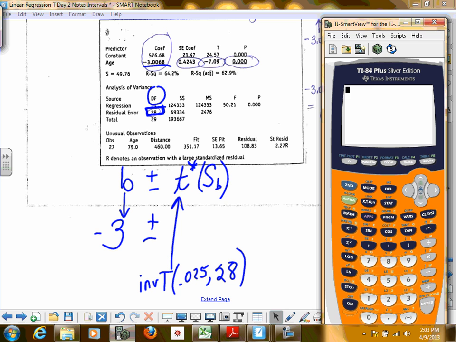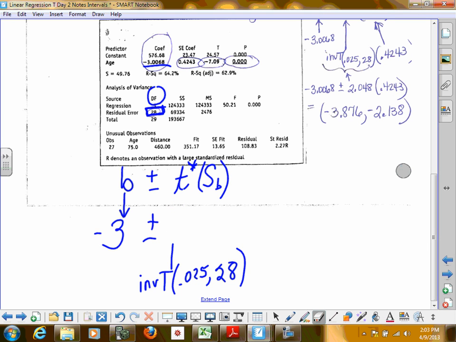Okay, so here I go. I'm going to find that on my calculator. Inverse t of 0.025, comma, degrees of freedom. 2.048. Now it gives me the negative version, but what do I need to account for that negative version? No, because this plus and minus does that for me, so 2.048. Okay, parentheses, standard deviation of the slope, where is that? Good, it's right here under standard error coefficient. It's on our slope line. Remember that our slope line is this whole line right here.